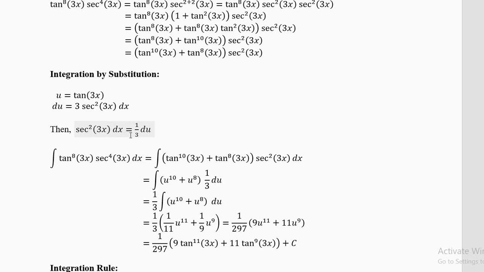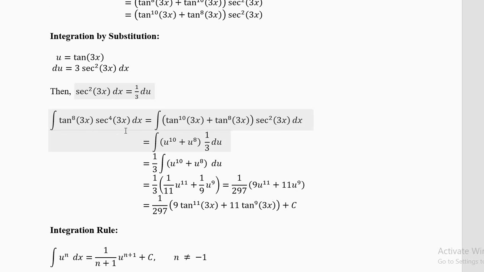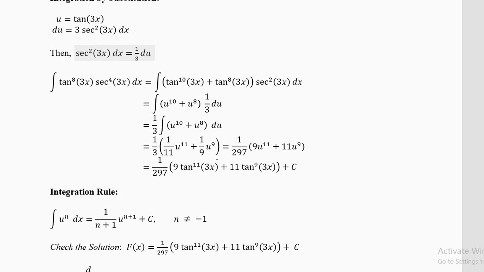Now secant square 3x dx is 1 over 3 du. Now put the substitution, you will get tan power 10 plus tan power 8 into secant square 3x dx. You will get u power 10 plus u power 8 1 by 3 du. 1 by 3 will come out, you will get u power 10 plus u power 8. Now you integrate, you will get u power 11 by 11 plus u power 9 by 9.